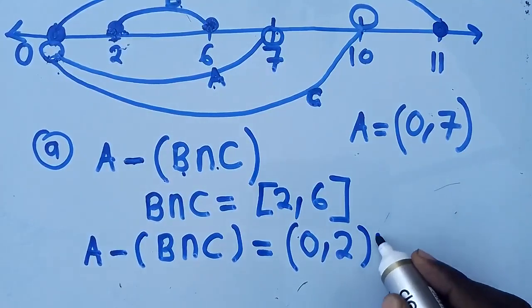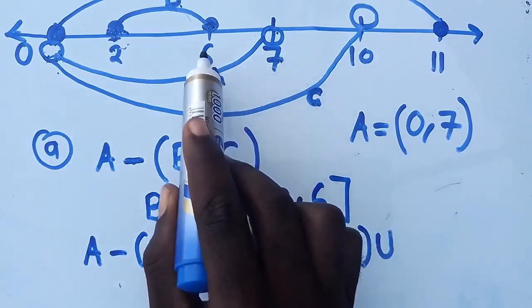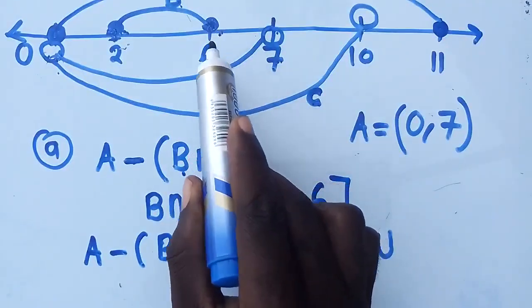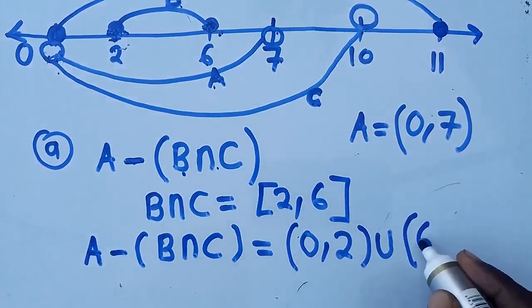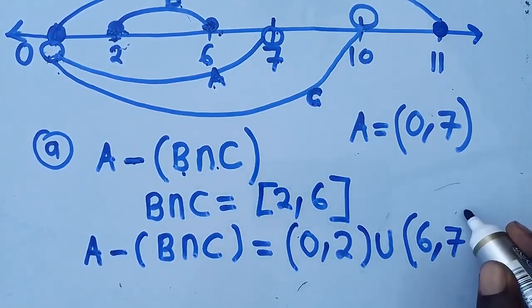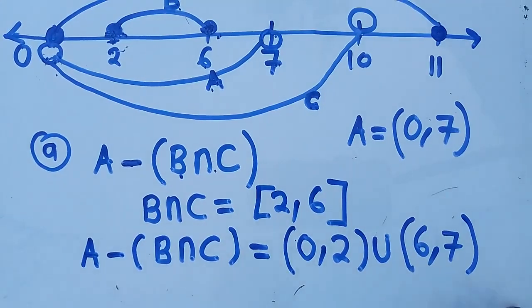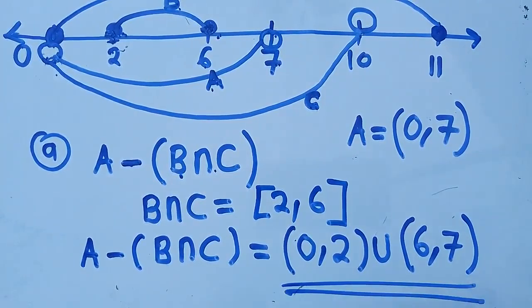Then you say union. So you continue from here, 6 to 7. Since the 6 is included in the removed part, the 6 won't be included. 6, comma, 7, not included, like this. So that's how you get to answer that question. Have you seen? So we've answered that. This is your answer. This is how you need to answer that question.